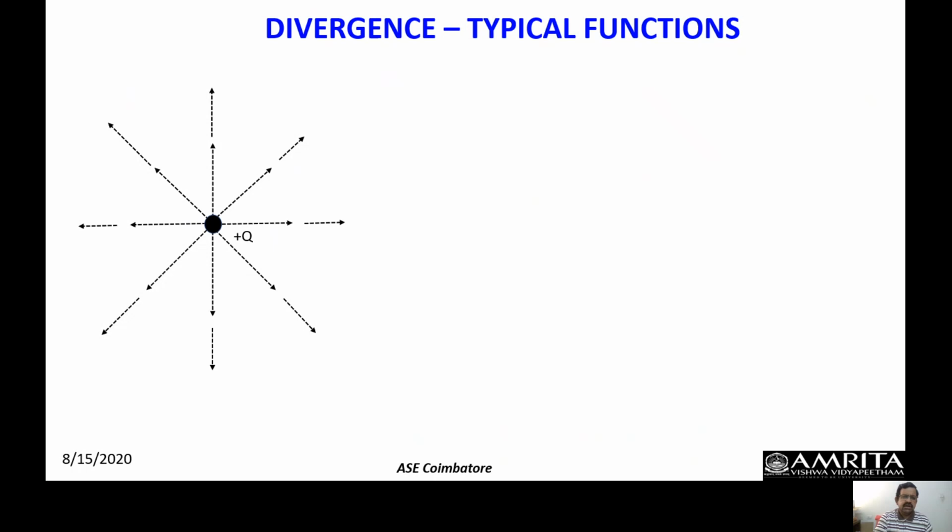It doesn't mean that the lines are only here. The lines are everywhere. It is also here, it is also here. Closer to the charge, the density of the lines is going to increase, representing that the distance is small. So the intensity of the electrostatic field is going to be higher. This we will again discuss when we discuss Coulomb's law.